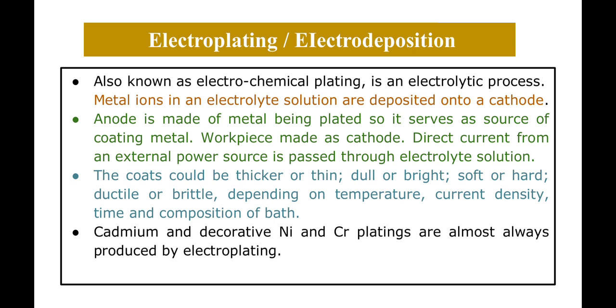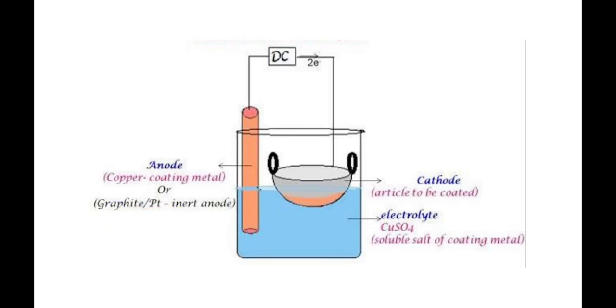Then in the electrolytic process, the anode is generally made of the metal being plated. So it serves as a source of coating metal, and the workpiece where coating is to be applied is made the cathode. First, direct DC current from an external power source is passed through the electrolyte solution, and the electrolyte is an aqueous solution of acids, bases, or salt. Electrolyte conducts electric current by the movement of the plate metal ions in the solution.